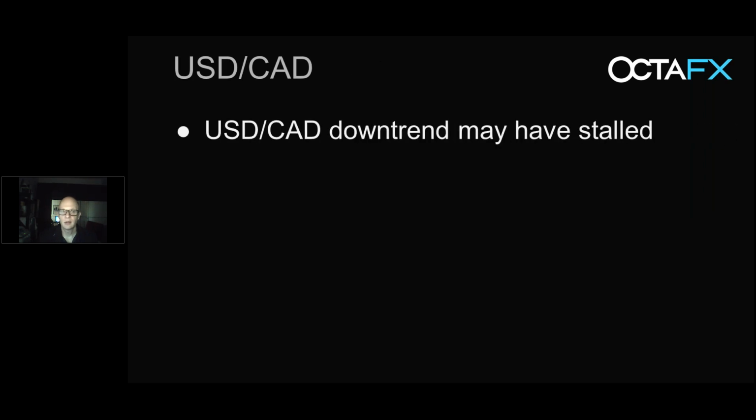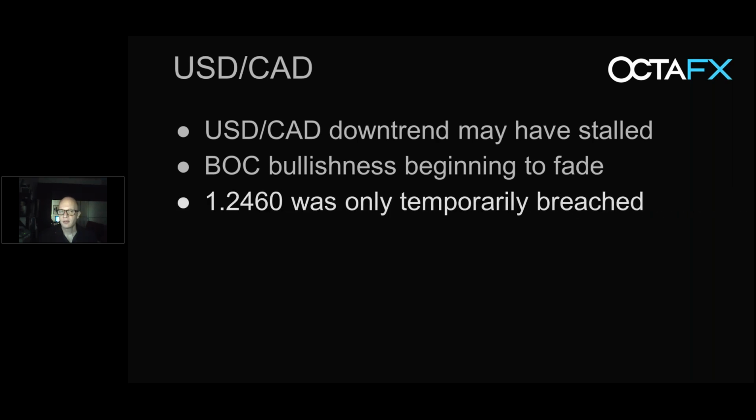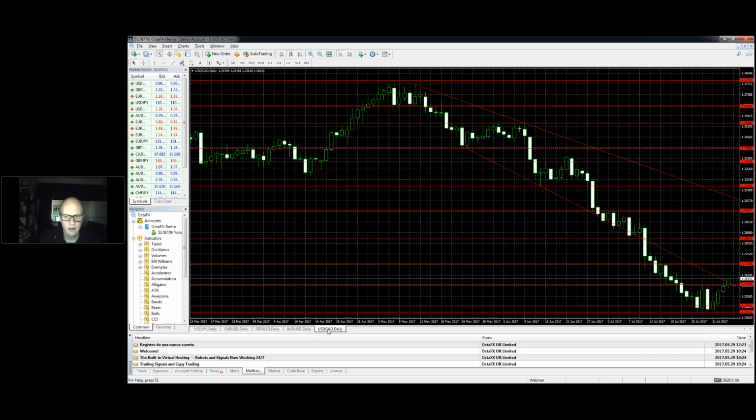Dollar CAD in general, the downtrend may have stalled, may have reached its limits after the huge fall, and the Bank of Canada's bullishness, which was the main driver of the Canadian dollar to the upside, that means dollar CAD to the downside, is beginning to fade. Okay, 124.60, we talked about how it's an important level. It was only temporarily breached, and then from there the dollar CAD bounced higher. And yeah, the best thing is just to show you these levels on the charts.